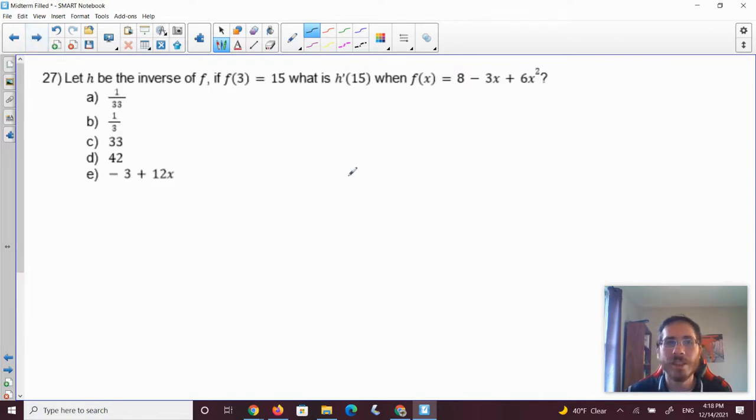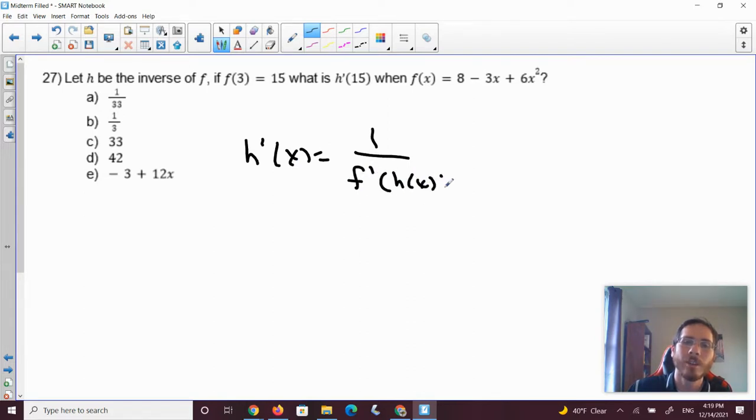27. h is the inverse of f. We're given what f of 3 is. We have to find h prime of 15 given a function for f. So this one, very nice. It's a good inverse question. So h prime of x is equal to 1 over f prime at h of x. The one thing I liked about this is they didn't use g, they decided to use h instead, which is good. It's good to use some of the different letters, not the ones that we're used to. So h prime of 15 is what we're trying to find out.